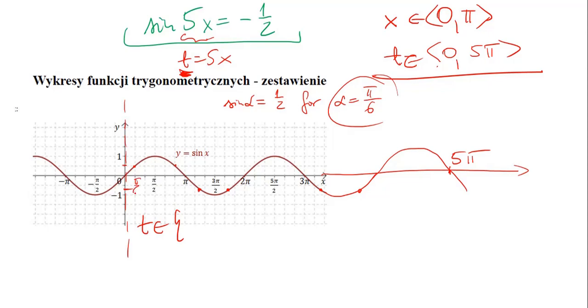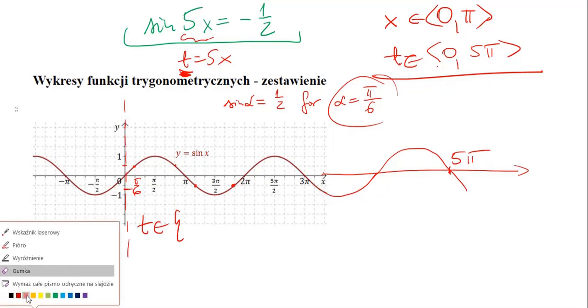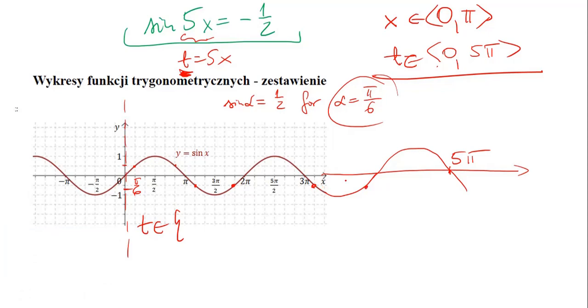So this is pi over 6, and we need here... Let me do it nicely because it's exactly in the middle, so it's going to be here. Okay, this is going to be better now. So these points, and now it's pi plus pi over 6, and here 2 pi minus pi over 6.